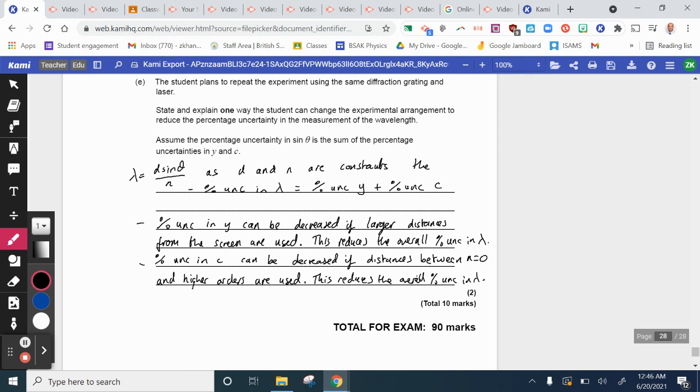So two things that we could do to improve: percentage uncertainty in y can be decreased if larger distances from the screen are used. This reduces the overall percentage uncertainty in lambda, and also percentage uncertainty in c can be decreased if the distance between the n equals 0 and higher orders are used. This reduces the overall percentage uncertainty in lambda as well. So if this drops, or this drops, then that drops also.